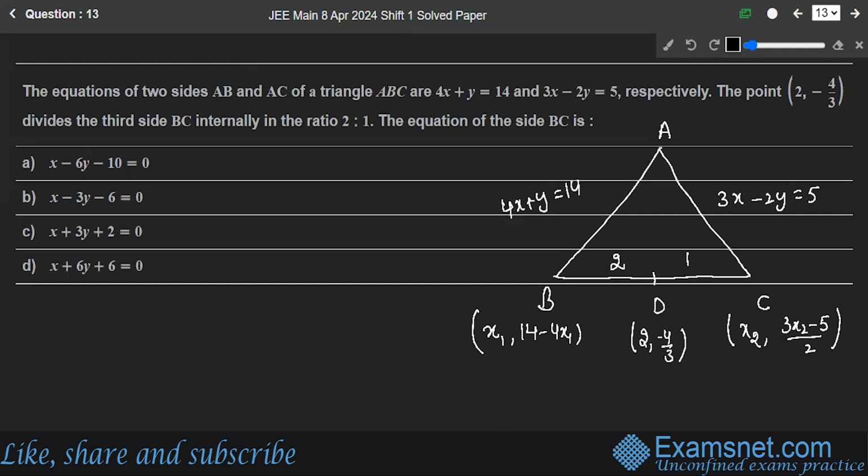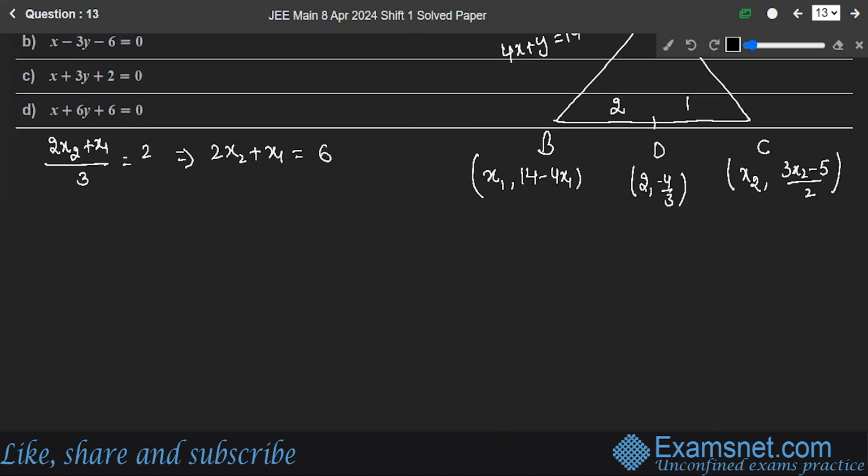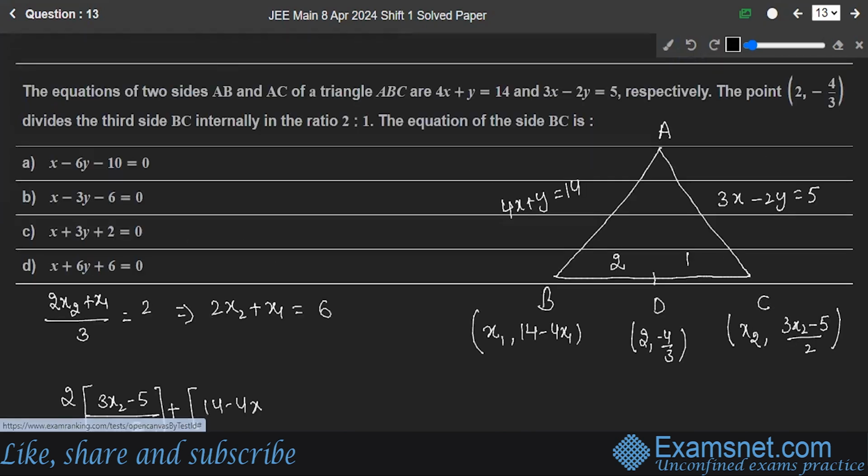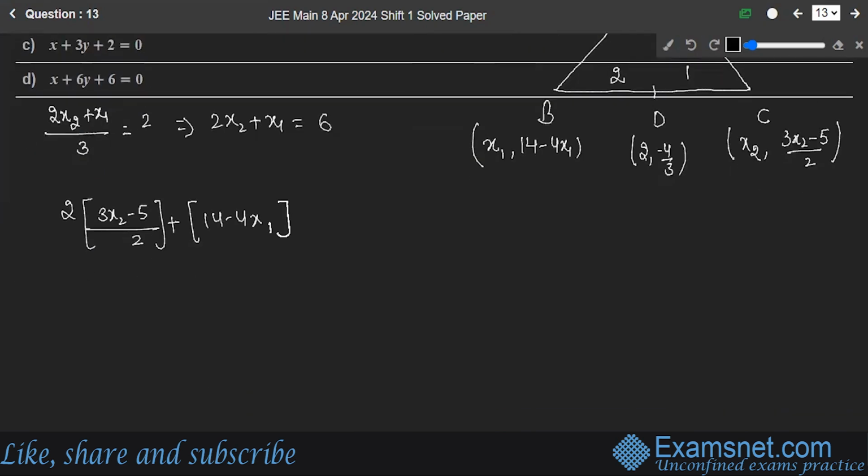Easy question, right? You have to just apply your section formula. So according to that, I'm applying this section formula. According to that, you have 2x2 plus x1 upon 3, that is 2 plus 1, this is equal to 2. And from here you have 2x2 plus x1 is equal to 6. Let's say this is the first equation. And the second one, similarly, you have 2 into 3x2 minus 5 upon 2 plus 14 minus 4x1 upon 3 is equal to minus 4 by 3.